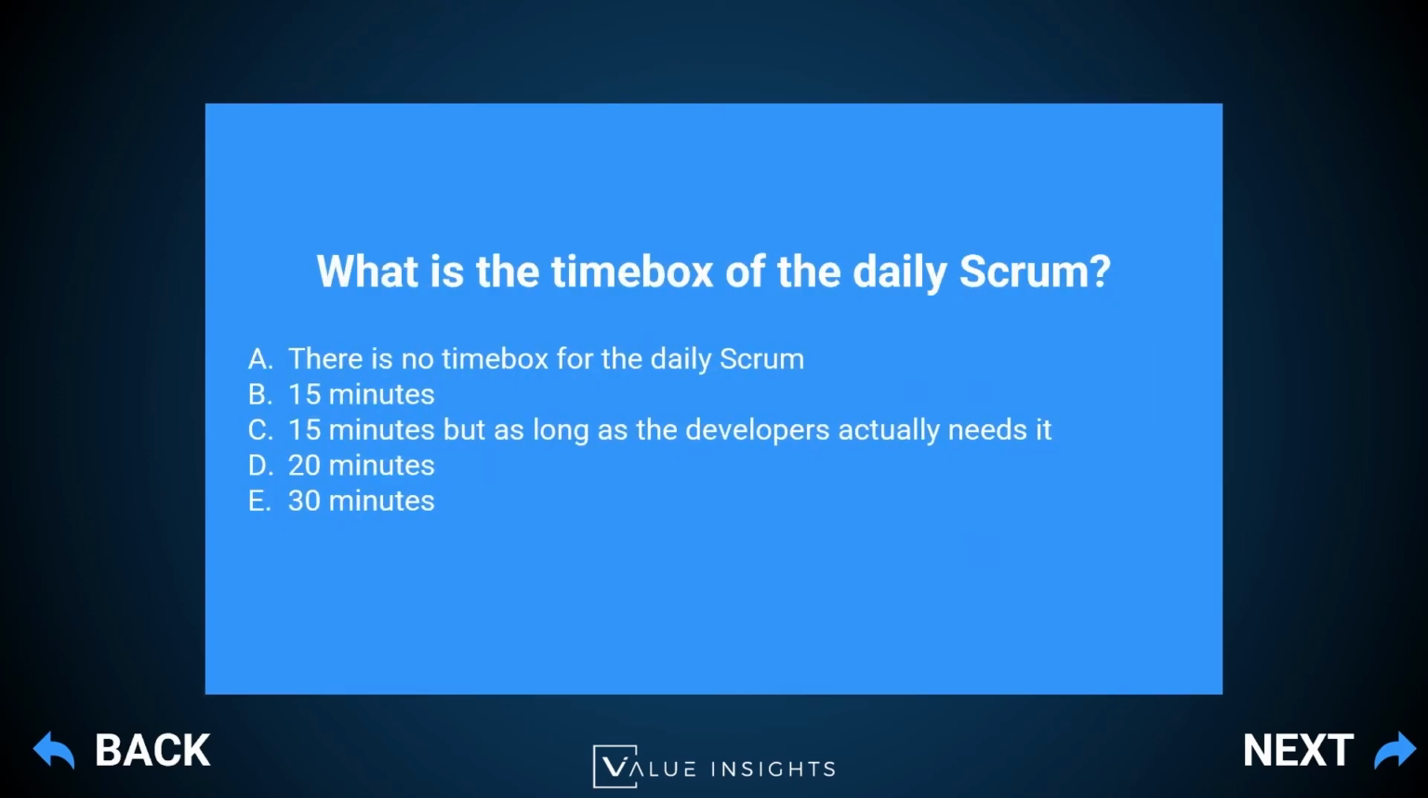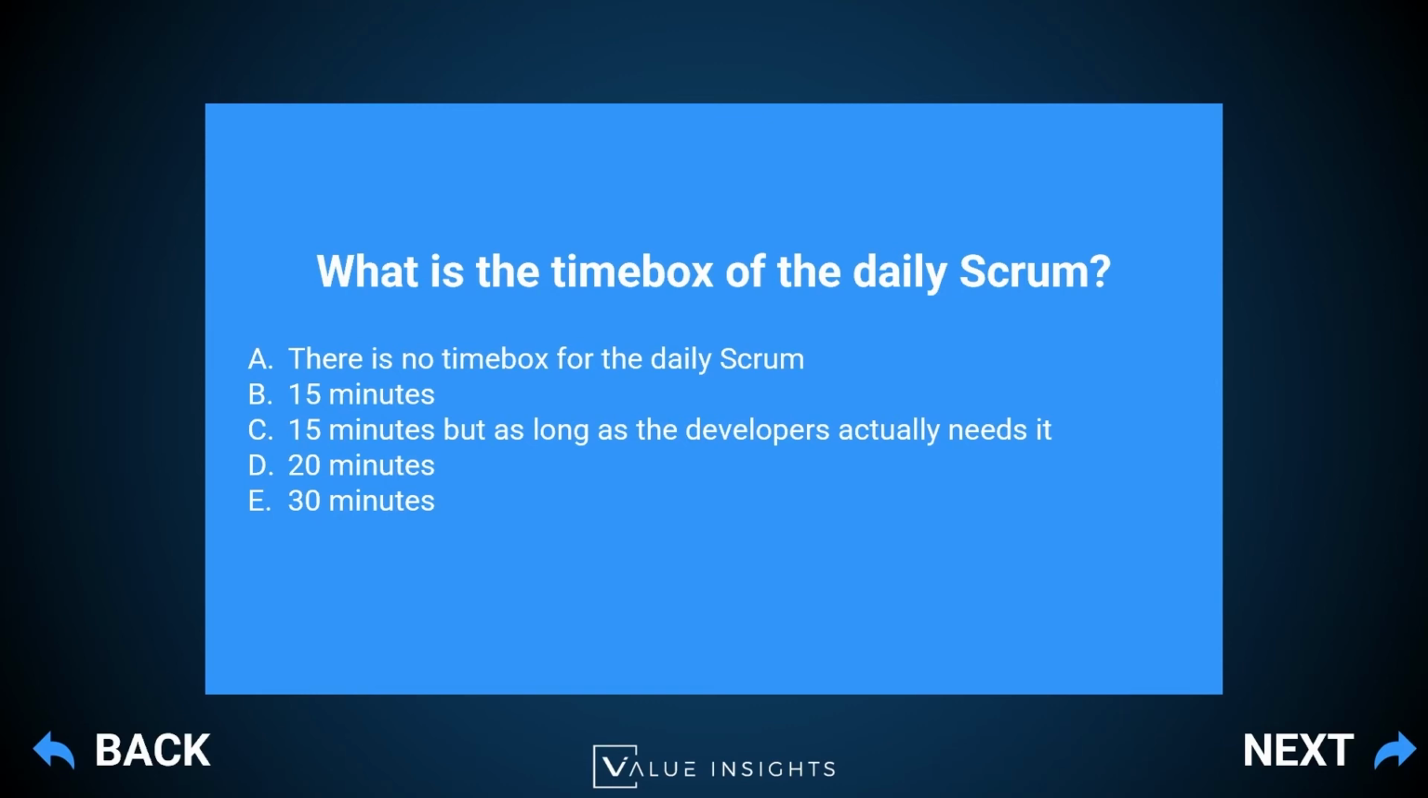So B, the time box for the daily Scrum is 15 minutes. So answer A is obviously incorrect. Actually, all the events in Scrum are time boxed, and for the daily Scrum, it's 15 minutes or less. So it could be less in case the daily Scrum is done in a fast and efficient manner, but it should normally not go above. That's really the principle of time boxing, 15 minutes and not more.